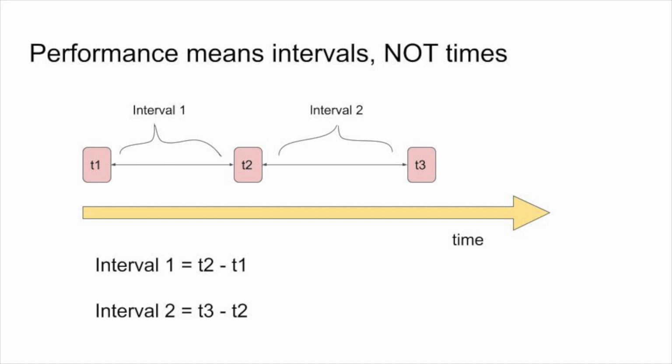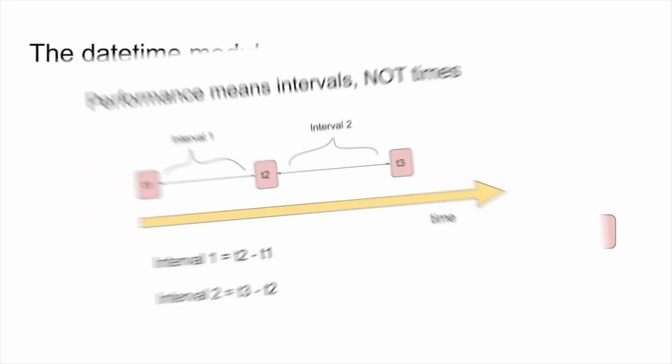Performance is not a time or a date, it's an interval of time, meaning from some time t1 to t2 or to t3, what is the amount of time between those points? And that's exactly what I'll teach you how to measure in Python in this video.